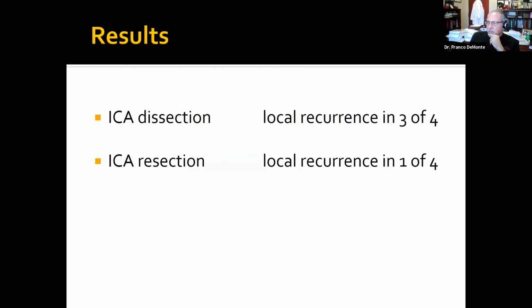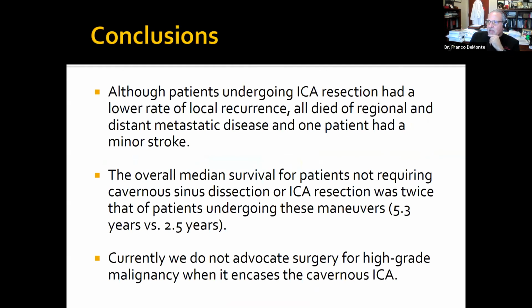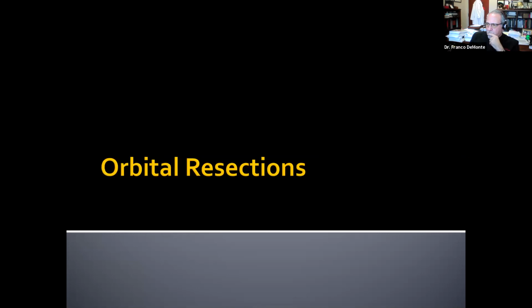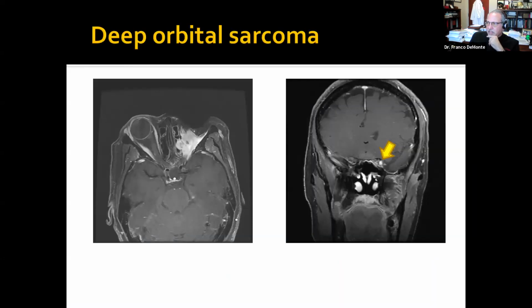That was good. But when you look at the real outcome, those patients who had the carotid artery resection all died of regional and distant metastatic disease, and one patient had a stroke. So the overall survival for patients not requiring cavernous sinus dissection or internal carotid artery resection was twice that of those patients. So currently, we do not advocate surgery for high-grade malignancy when it encases the carotid artery and the cavernous sinus. At times, tumor extends into the orbit, and we have to be involved in orbital resections.